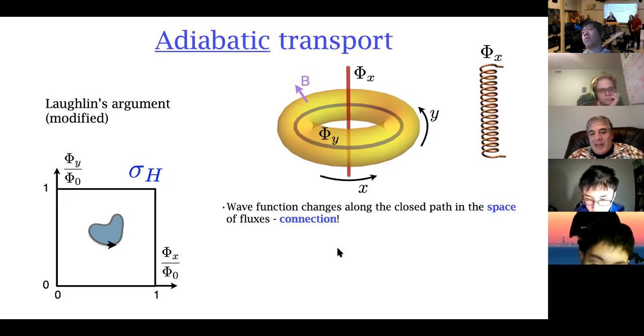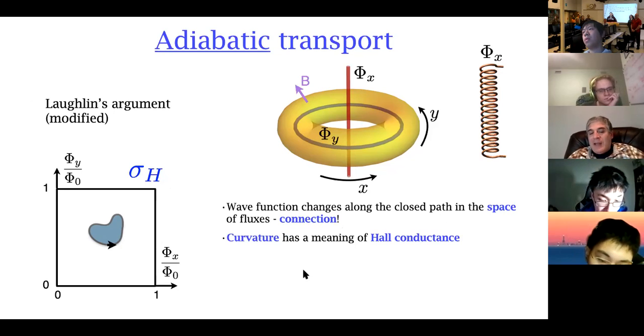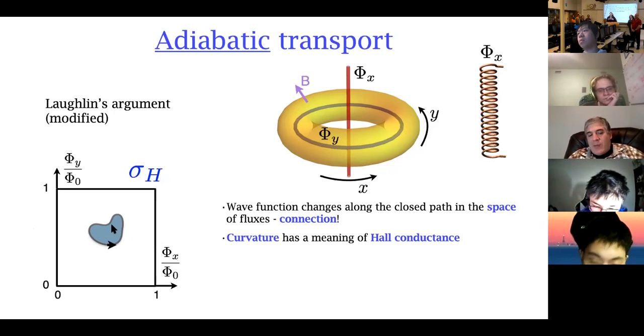So the wave function changes along the closed path in the space of fluxes. This connection. Curvature has a meaning of Hall conductance. This is what Hall conductance is, whatever inverse to Hall resistance. This I do not explain. This is a part of the physics. It's relatively simple, but I will not explain it, no time. But this curvature, which we defined as just a geometric, more or less, quantity here, actually has a physical meaning: it actually measures the conductance. Okay.